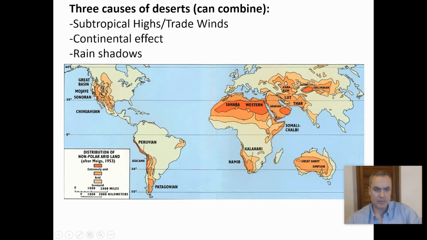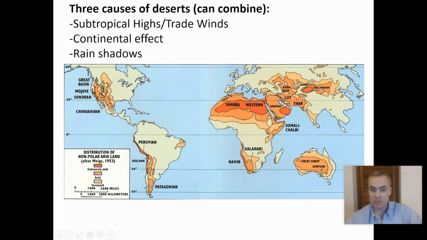If you look at the Mojave Desert, the Sonora Desert, the Chihuahua Desert of the southwestern U.S. and Mexico, they're also in rain shadows behind those coastal ranges like the Sierra Madre and the Sierra Nevada. But they're also under the subtropical highs and the trade winds. And then if you look down in South America, you see the Atacama Desert in northern Chile. It's the driest place in the world. No rain has ever been recorded there.